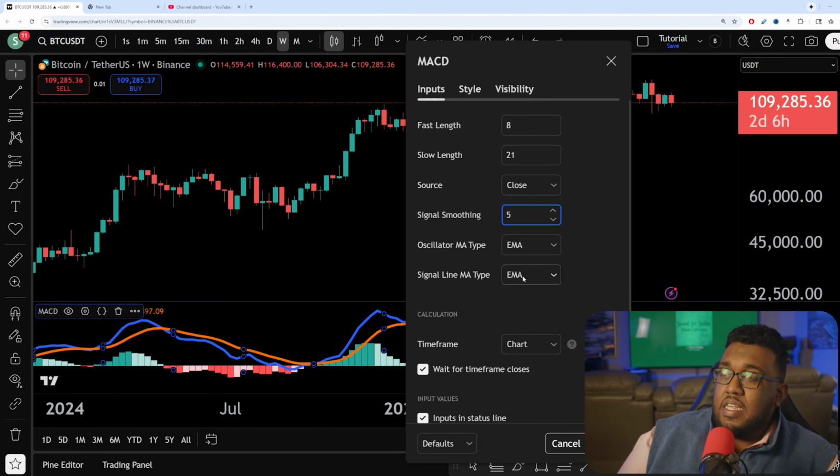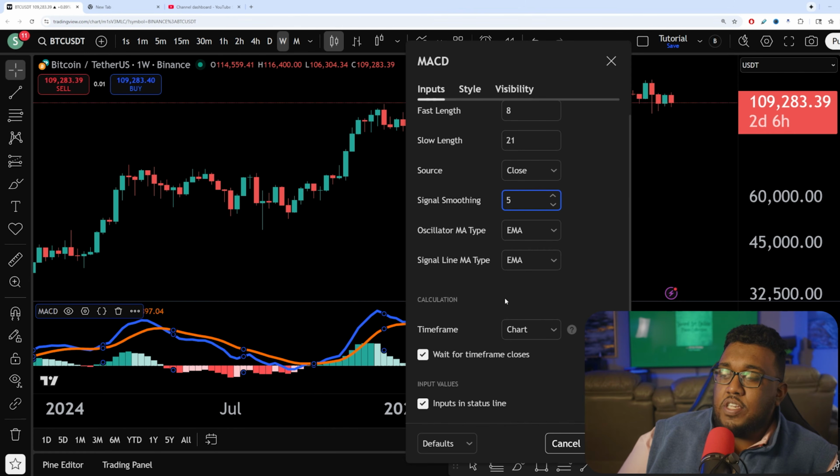And the EMA and EMA right here for the oscillator and signal line, these are going to remain the same. You don't have to change anything. And as far as the time frame closes, input status lines, all of this remains the same. You don't have to change anything else. And this is set for 5-minute charts, 15-minute charts, and 30-minute charts. This is going to be your best bet for those. Specifically, if you love to day trade and you want to always have some type of chart on your screen, you want to have these settings.